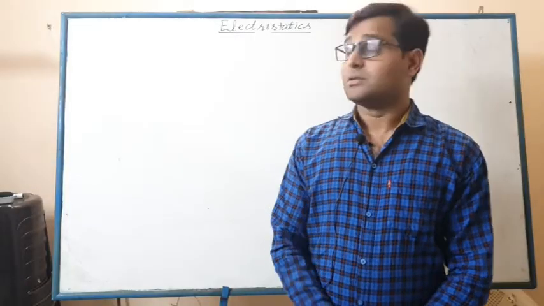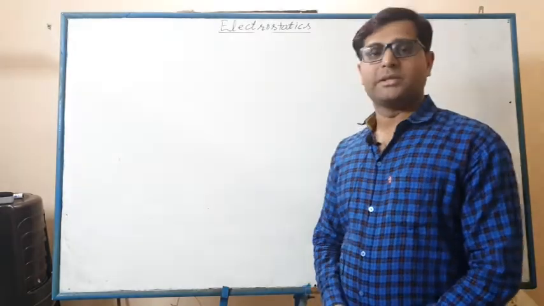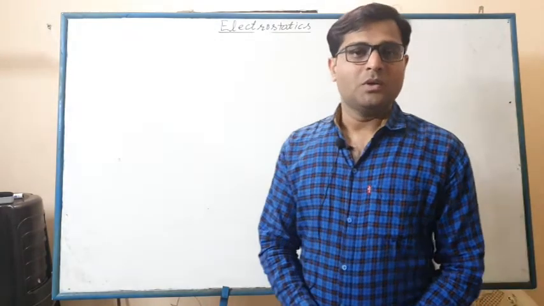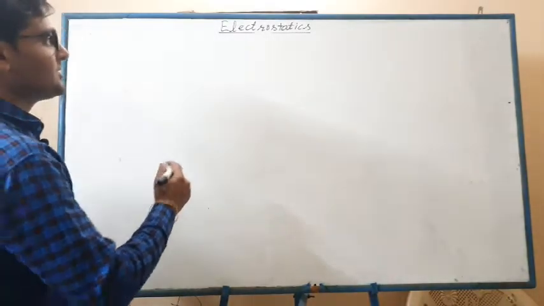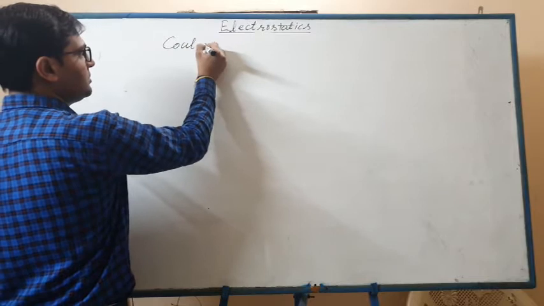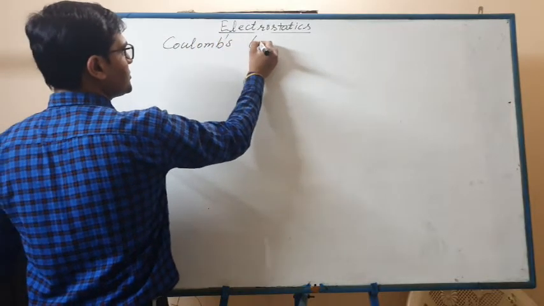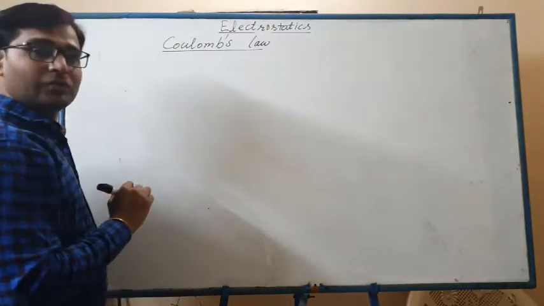Electric charge. In this unit we have the next important topic, that is Coulomb's law. Coulomb's law, basically we have two forms. One is scalar form and second is vector form. In Coulomb's law, what is the statement of Coulomb's law?